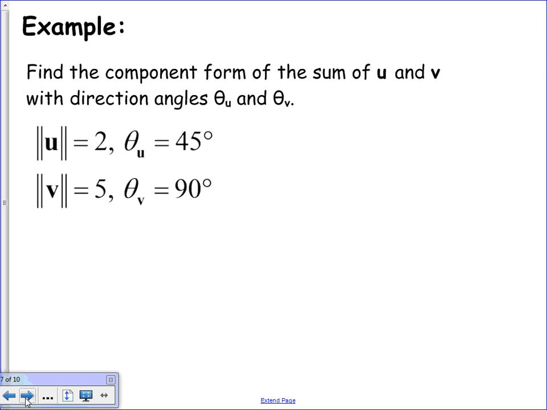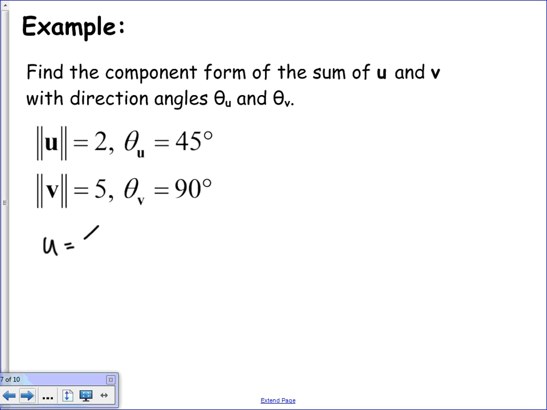Okay, next up we want to find the component form for the sum of u and v given their specific direction angles. Here you have two separate vectors, a vector u and a vector v. We want to find component form for their sum, which means we want to add them together, but before we can add them together, we actually have to find the individual component form for u and the individual component form for v. So that would be going back to that rule that we used to find component form. We have the magnitude, we have the direction angle, so I just have to plug it in.